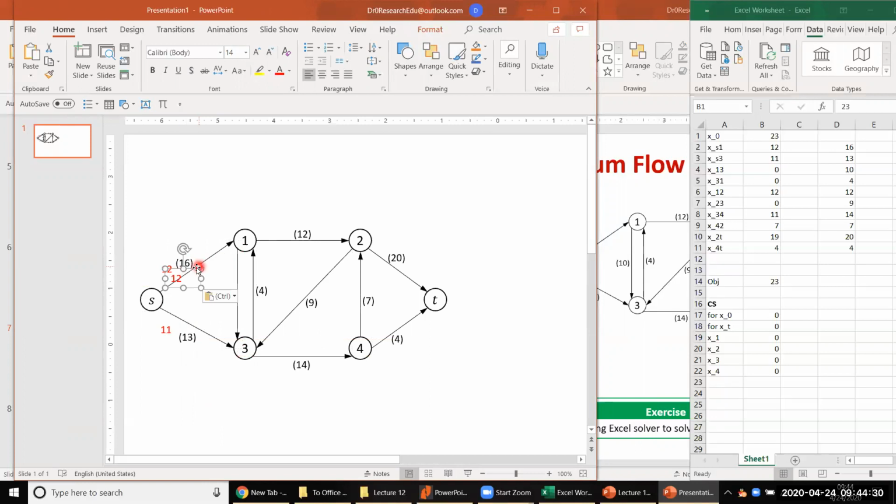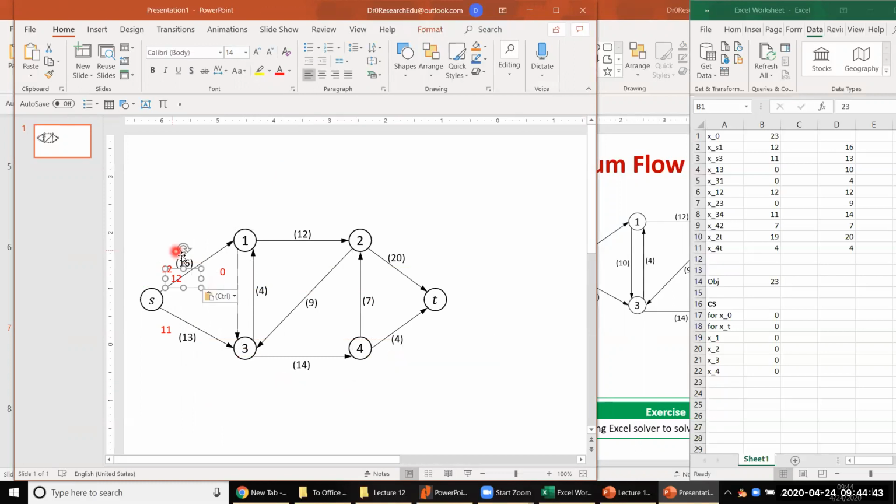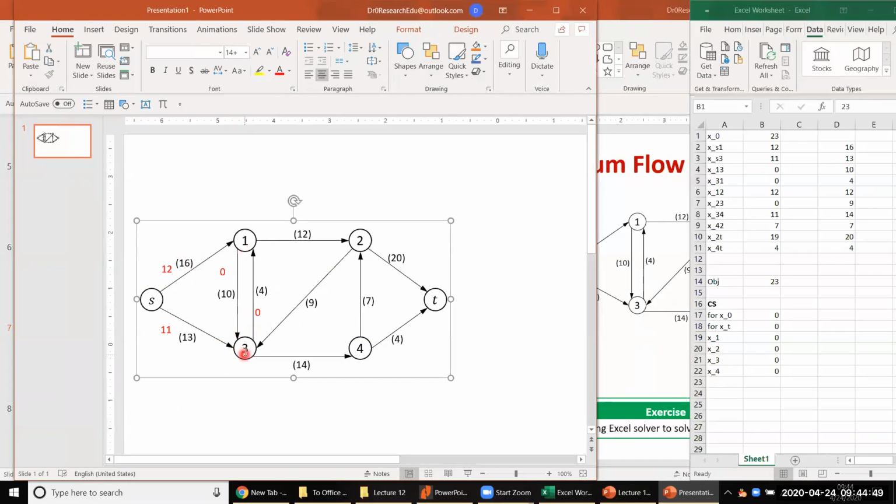And my x13 is what? x13 is 0. And my x31 is also 0. And you can see what? In this route, 1, 2, 3, or 3, 2, 1, I do not pass it. I directly go this way probably. Okay, let's see. And then x12 is 12. So I send everything here and here.